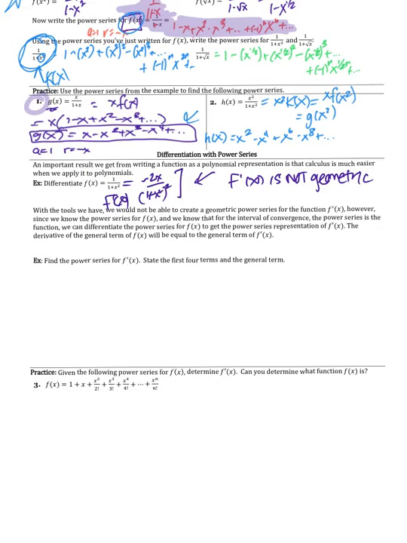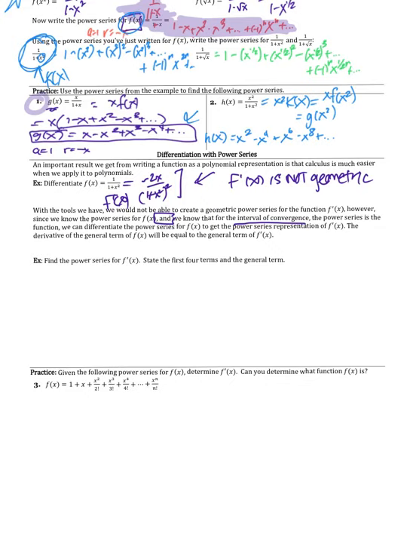We know we want to work with polynomials. So with the tools that we have, we can't write this as a geometric power series, but we do know the power series for f of x. And, this is a big and, we know the interval of convergence for the power series, which means that we can actually take the power series and take the derivative of that to find the derivative of our new function as a series.